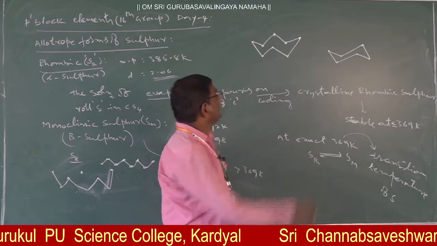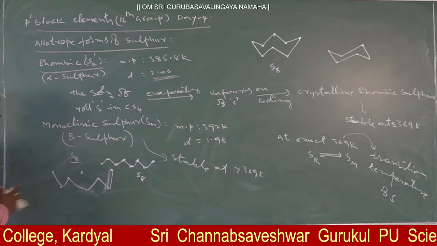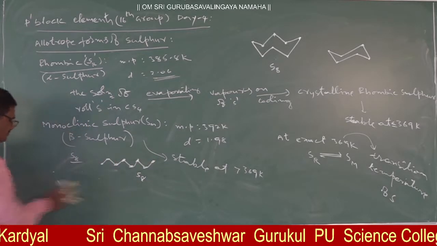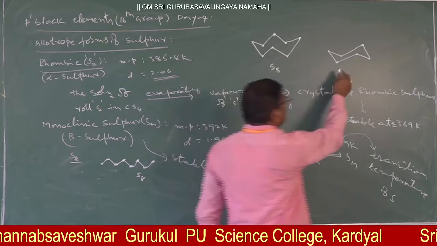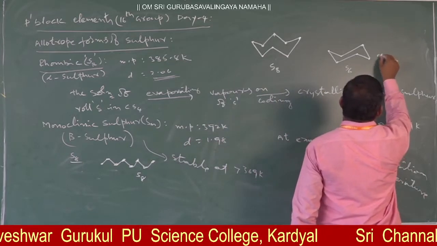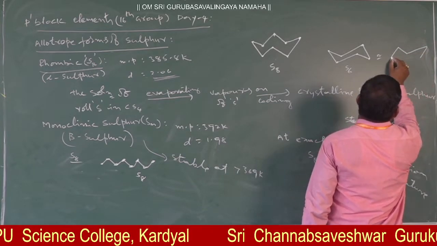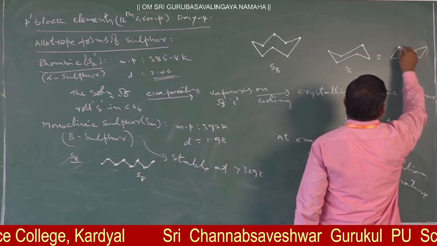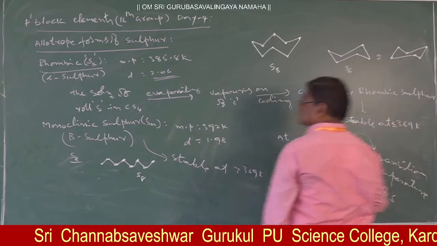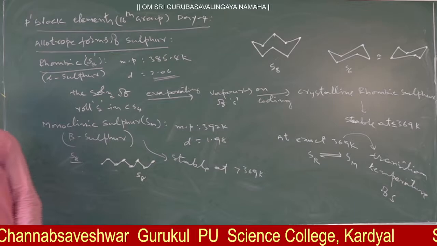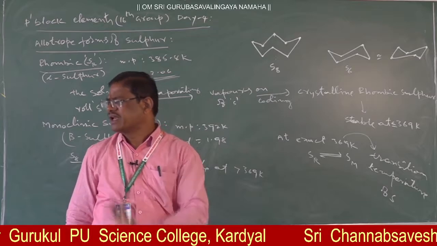Chair form of S6. It is S8. It is also chain S8. Then the puckered or crown structure is this one, S8. It is S6. This S6 also, in this way, is the same. Clear? So whatever S6 to S20 sulfur forms, containing 6 to 20 atoms, many different forms are there.